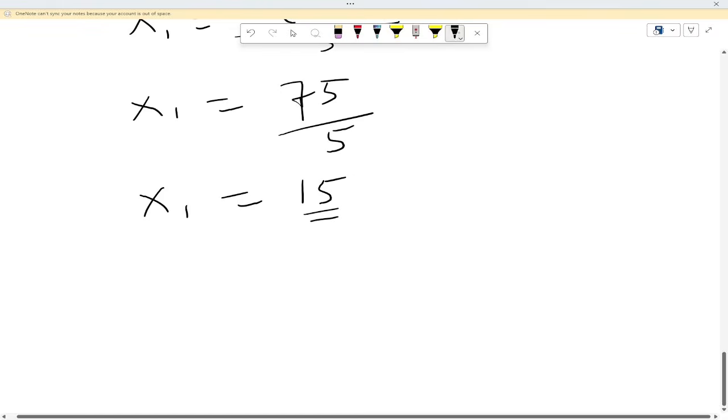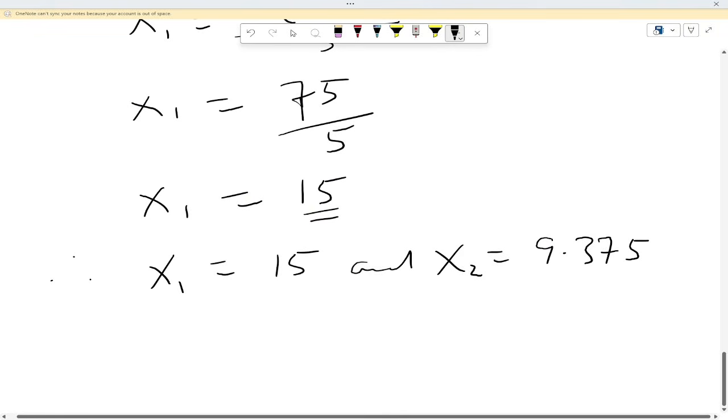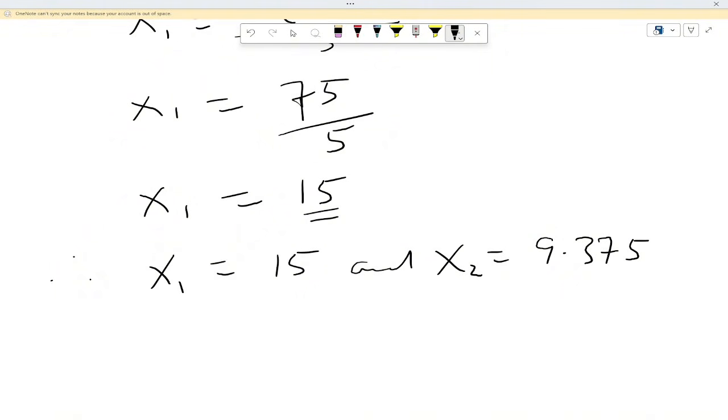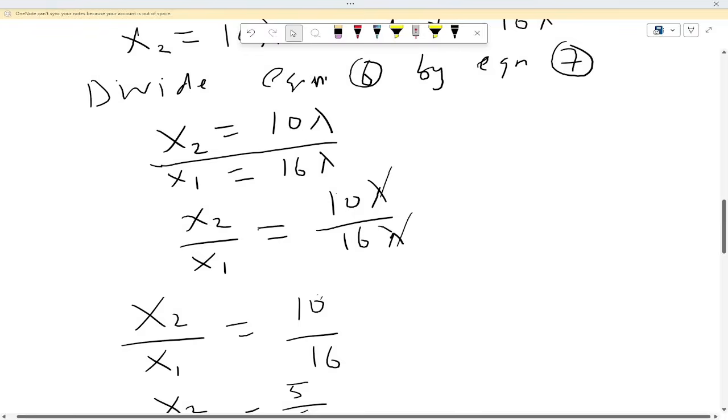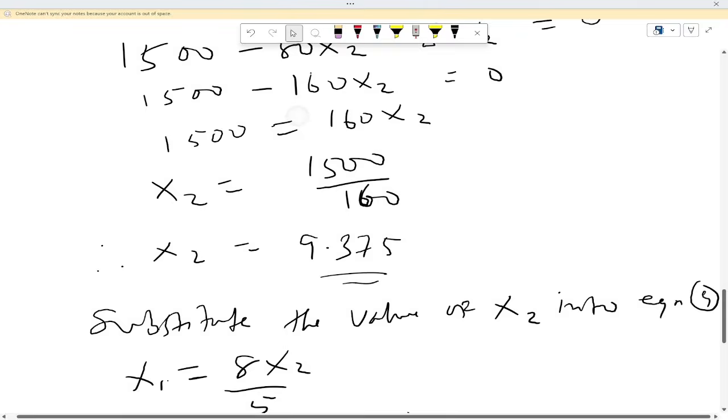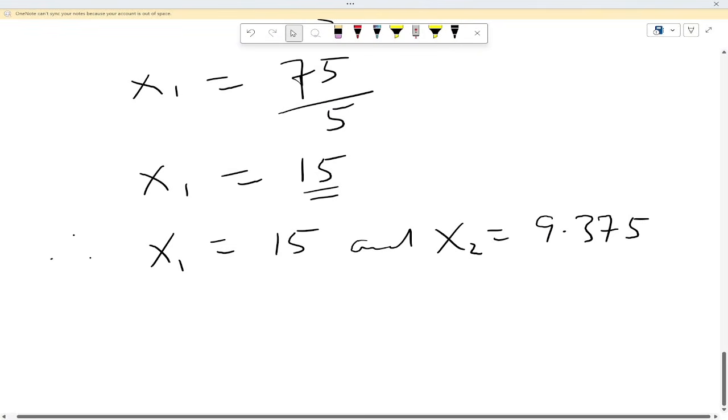So finally, x1 equal 15 and x2 equal 9.375. These are the possible combination that will maximize the utility of the consumer given the budget constraint. So we can have more examples, but let's go with this for now.